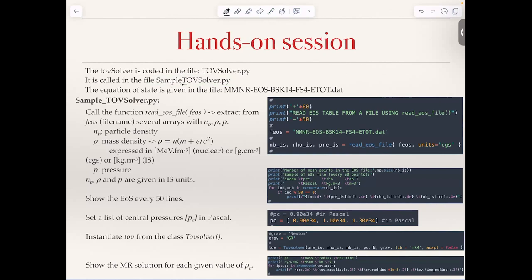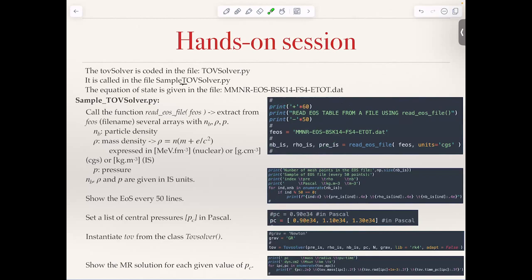And this is the only part of the code that we will modify together. So the solver is a black box. So what is in this sample? If you go through it, you will see. I just show here some snapshots of different parts of the sample. This sample is just a few lines.